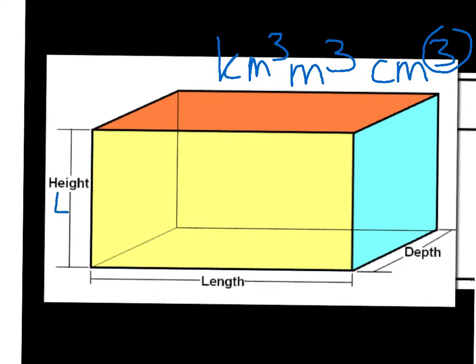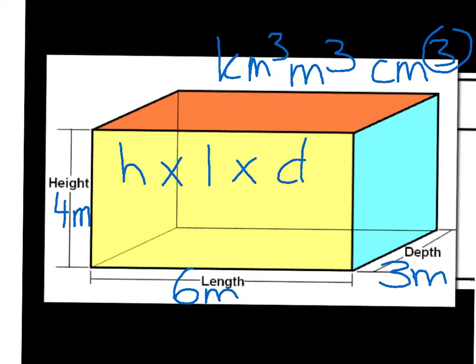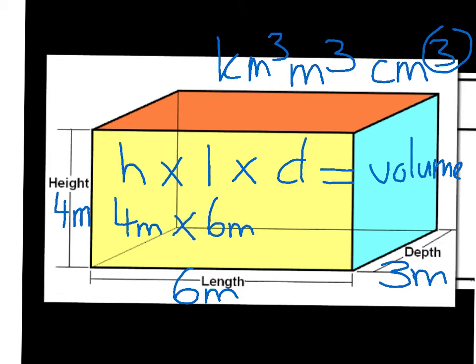Let's imagine this was 4 meters high, 6 meters long, and the depth was 3 meters. Now we simply calculate this by, the formula for figuring it out is height times length times depth. H for height, L for length, D for depth. So that gives us our volume. If we were to do this now, the height is 4 meters times 6 meters, which is the length down here, times 3 meters, which is the depth, which gives us an answer of 72 meters cubed.